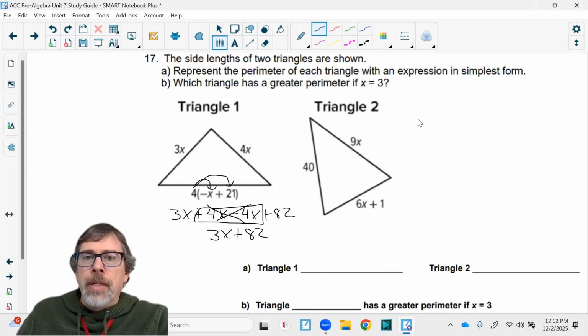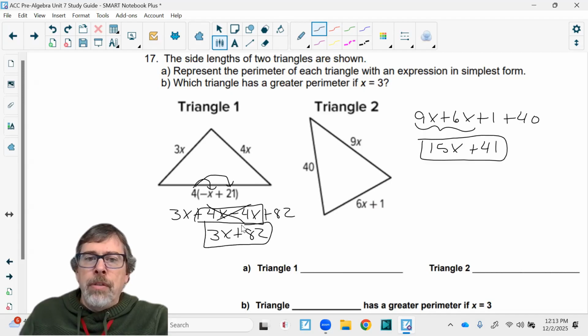On the other one, it'd be 9x plus 6x plus 1 plus 40. 9x plus 6x is 15x. 40 plus 1 is 41. So there is the other expression. So it's this one and this one as perimeter. Okay. So it says represent the perimeter of each triangle and express in simplest form. So triangle 1 is 3x plus 82.